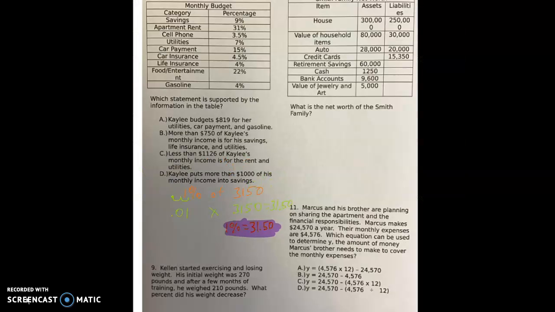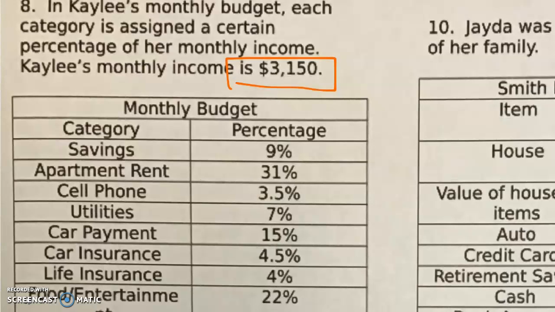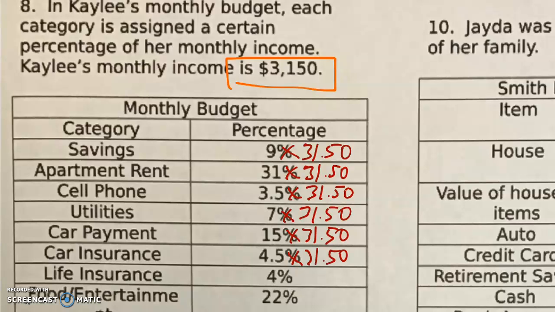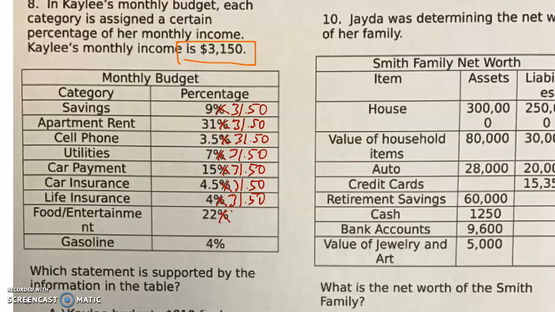All right, so it says Kaylee budgets $819 for her utilities, car payment, and gasoline. So if 1% is $31.50, then 9%, we could just do 9 times $31.50. For her apartment rent, we could do 31 times $31.50. To find out how much her cell phone is, we could just multiply it times $31.50, because we know that 1% is $31.50. Same thing with utilities. This is a heck of a problem. It's not that hard of a problem, it just takes a lot of work. Could multiply all of them times $31.50. I'm not going to do that. I'm only going to do whatever the question's actually asking.